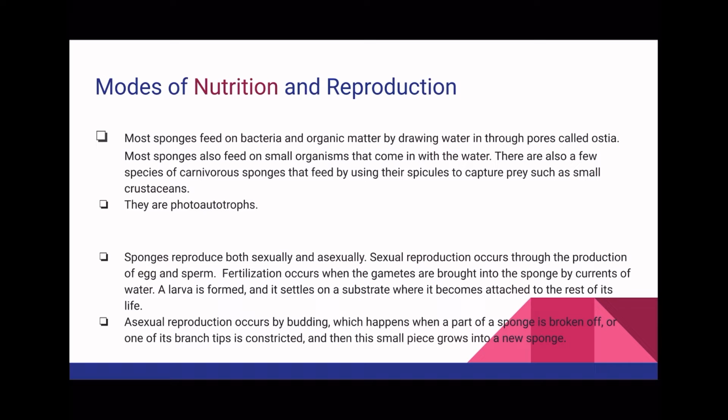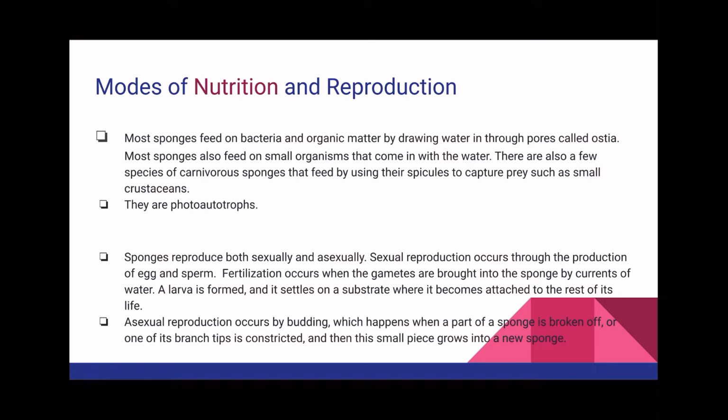Sponges reproduce both asexually and sexually. Sexual reproduction occurs through the production of egg and sperm. Fertilization occurs when the gametes are brought into the sponges by currents of water. A larva is formed and it settles on a substrate, where it becomes attached for the rest of its life.